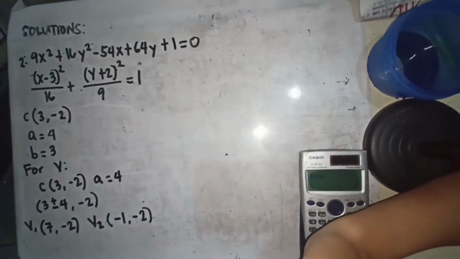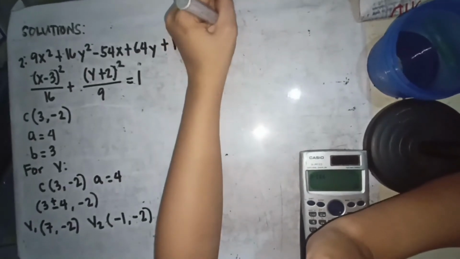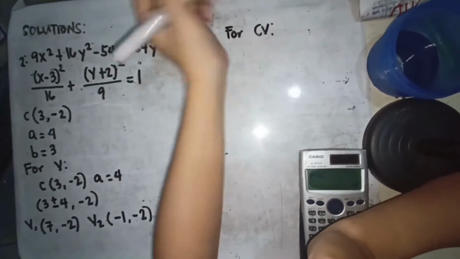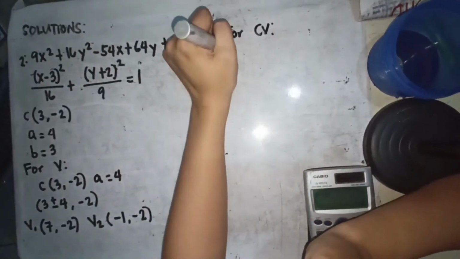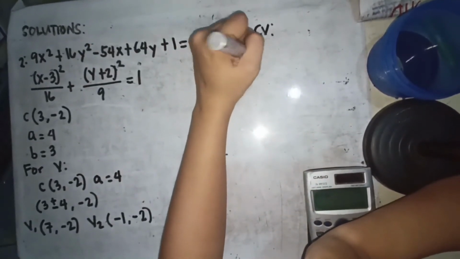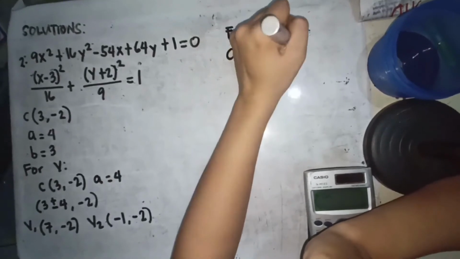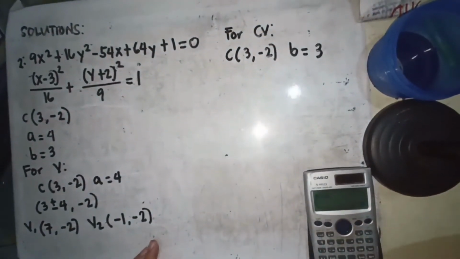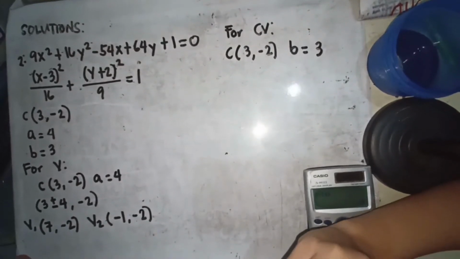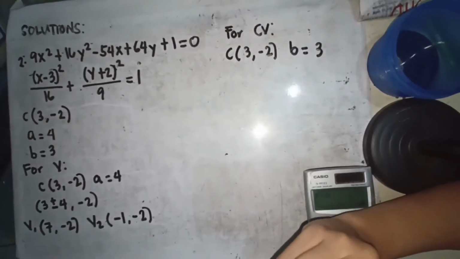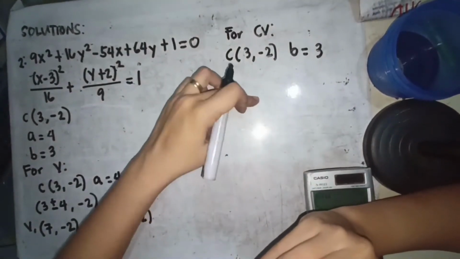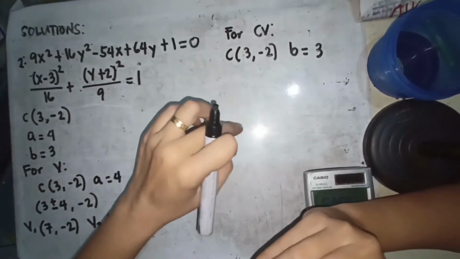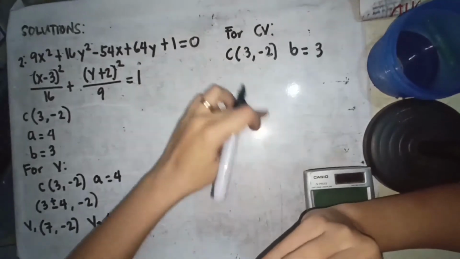Next, CV na sad ta, our co-vertex. So, for CV, okay, so again, we have the center at 3 and negative 2. And we also have the distance B that is equals to 3. So, since horizontal man ang atoang ellipse, therefore, ang atoang CV will be vertical. No? Katong minor axis, vertical. So, ang alignment sa atoang co-vertices will be also vertical.